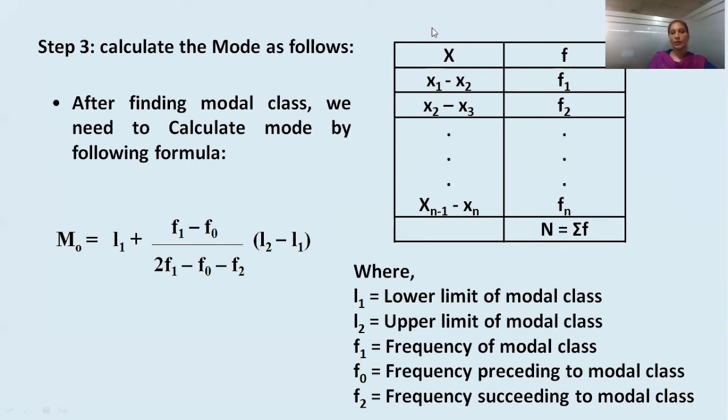So here in this table you can see this is a kind of continuous series in which we are given observations in class form, and along with that we are given the frequencies.